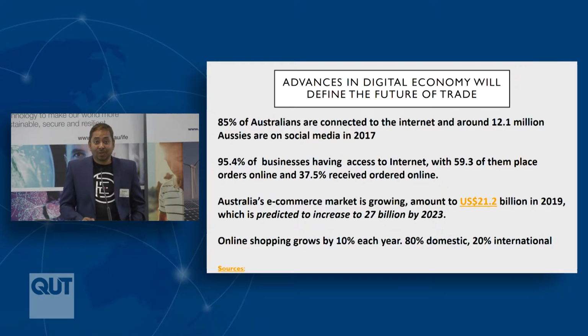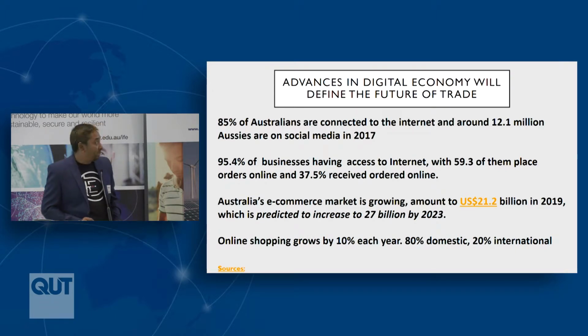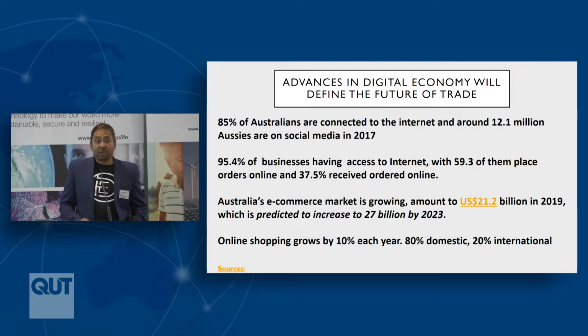It is growing and is predicted to increase by 27 billion by 2023. Online shopping in Australia is indeed growing at a rapid pace, at 10% each year. And 80% of the online shopping is happening in the domestic market and about 20% international. So we really need to have a very good footing in the digital economy.